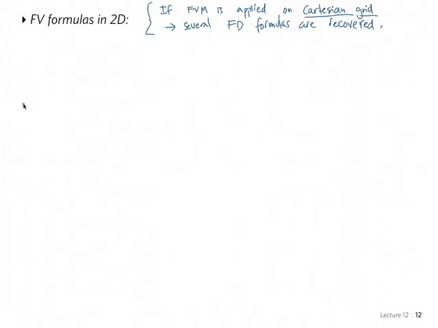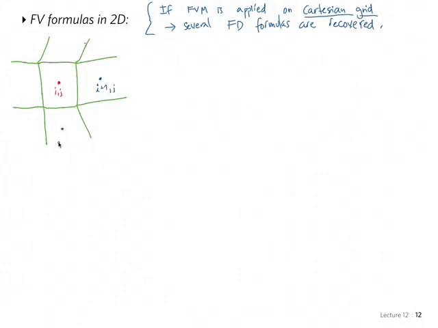But let's consider now a general grid, perhaps something like this. Okay, and the point here in the middle is our point ij. And then, of course, the point here is going to be I plus 1, comma j. This one is going to be I, comma j plus 1. This one will be I, j minus 1 down here, and j plus 1 up here. And so on. This is I minus 1 comma j.